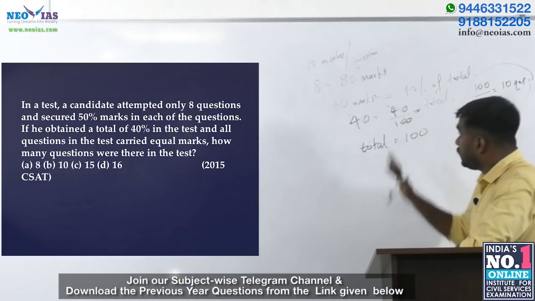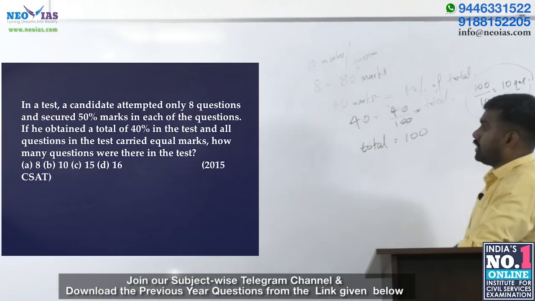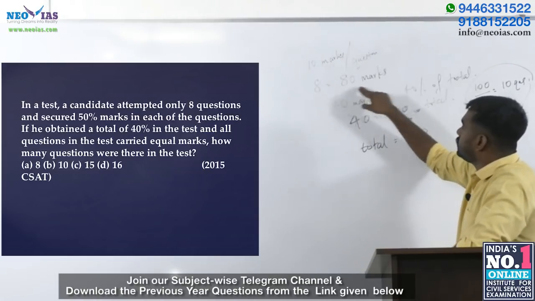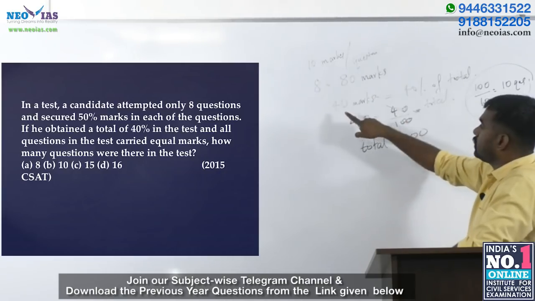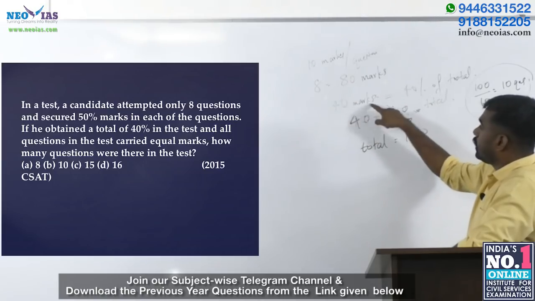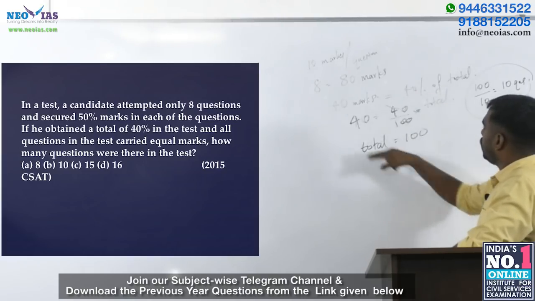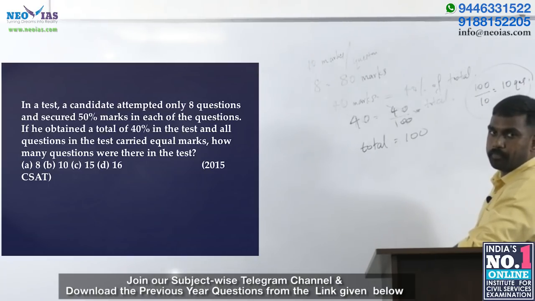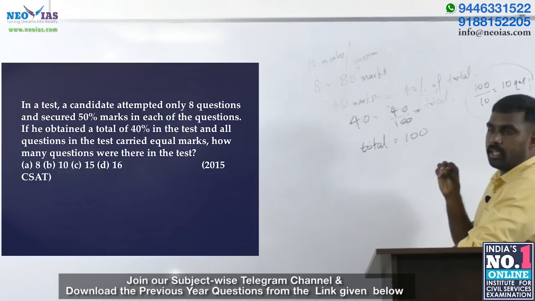So understood? In this question, we are assuming 8 questions with 10 marks each. Or, if you need to put X marks per question, 8X will be the maximum marks for 8 questions. But he will get only 50%, so 4X will be the marks obtained, equal to 40% of the total. Then also you will get the total as 10X, and by dividing 10X by X, you will get the value 10. The concept is the same, right? The basic idea of an exam is that all questions have equal marks.